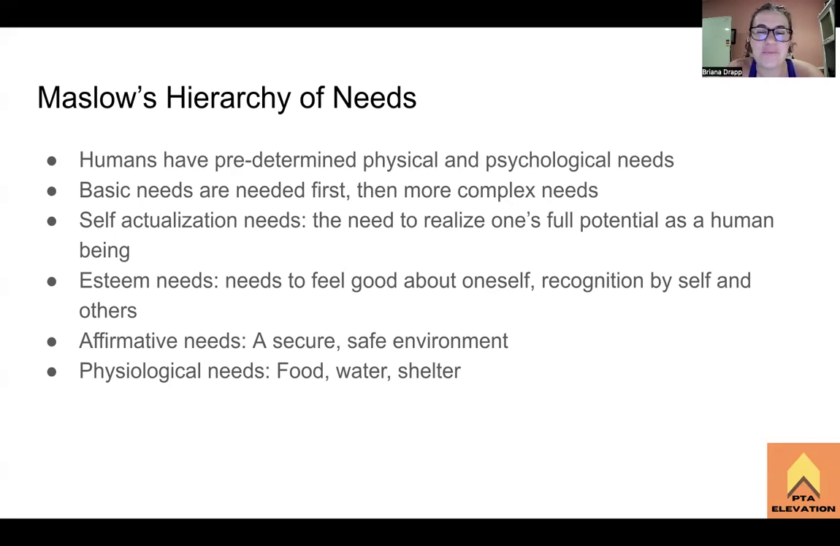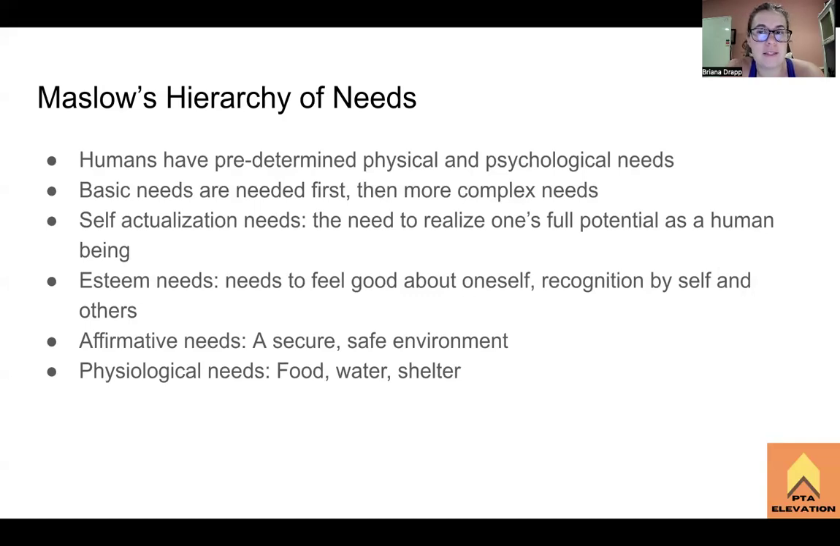We have to take this into consideration when we're trying to help patients get back to what they want to do, because essentially everybody's trying to get to self-actualization, where they're able to maximize their existence. That's pretty much what that means. Esteem needs are needs to feel good about oneself, recognition by self or others. So basically telling patients, hey, you're doing a good job, I think this is going well. Giving them positive feedback to help improve how they're feeling.